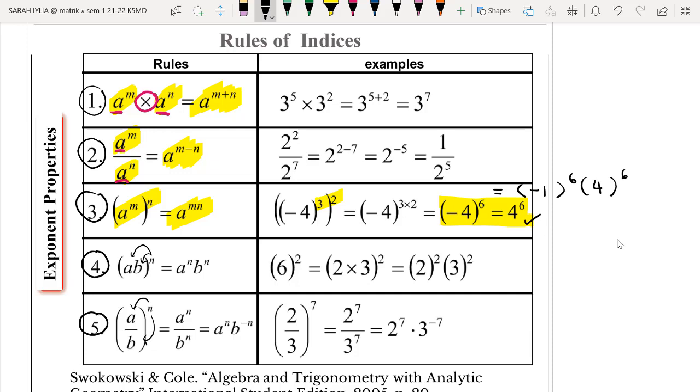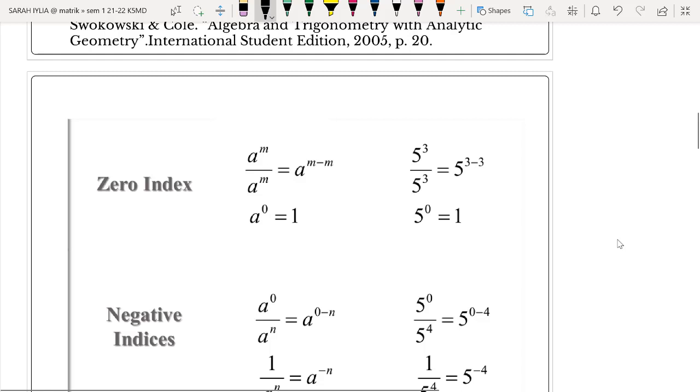Okay. Settle 5 basic rules of indices. Okay. Kita pergi seterusnya.